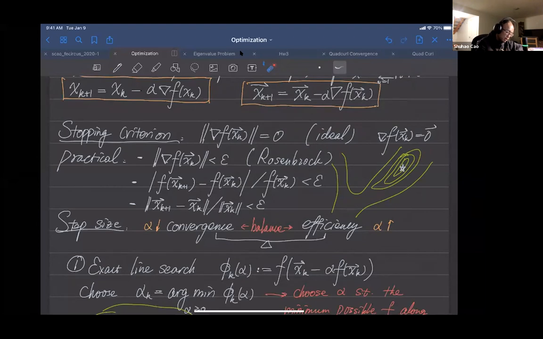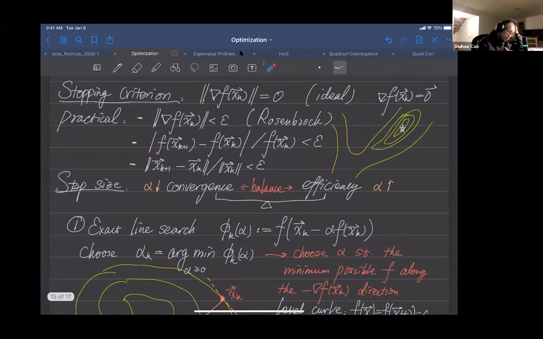And the better one is this one. This is a better stopping criterion. We compute the consecutive difference of the function value, normalized by the function value itself. This is a difference. So when we are reaching the local minimum, this should be smaller and smaller, if we are converging.